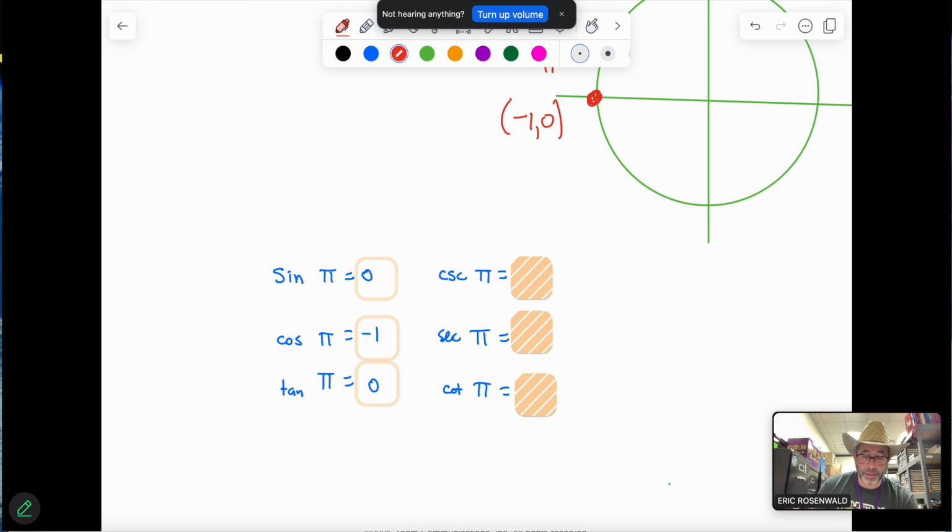Take the reciprocal. Now be careful with these. If you think about this fraction, it actually says 0 over 1. So the reciprocal of 0 over 1 is 1 over 0, which is just going to be an undefined value. Reciprocal of negative 1 is just negative 1. And then again, since we have a 0, the reciprocal of 0 is just 1 over 0 or undefined.